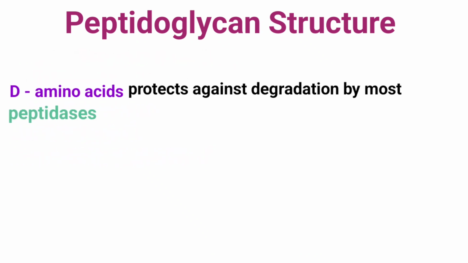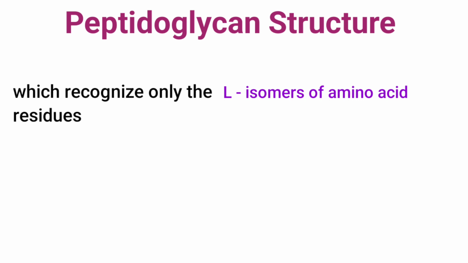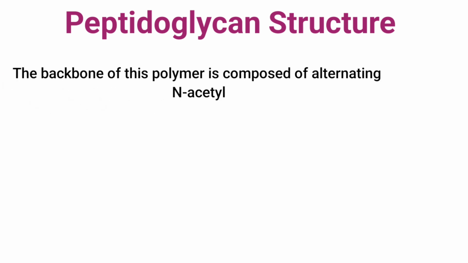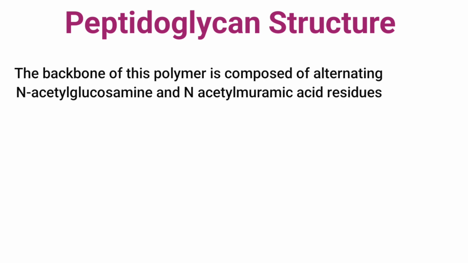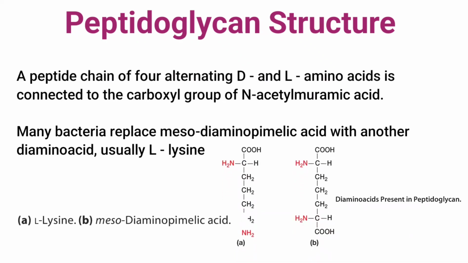The presence of D-amino acids protects against degradation by most peptidases, which recognize only L-isomers of amino acid residues. The peptidoglycan subunit present in most gram-negative bacteria: the backbone of this polymer is composed of alternating N-acetylglucosamine and N-acetylmuramic acid residues. A peptide chain of four alternating D and L amino acids is connected to the carboxyl group of N-acetylmuramic acid.